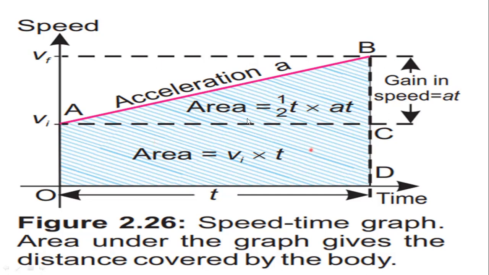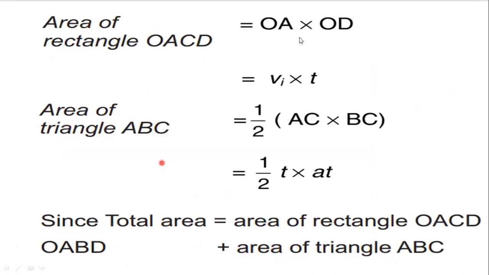So the area of the rectangle OACD is equal to OA into OD. OA is the height and OD is the length of the rectangle. OA is represented by Vi, with the sign of multiplication as it is. And OD, as you have seen in the figure, represents T, the timeline.